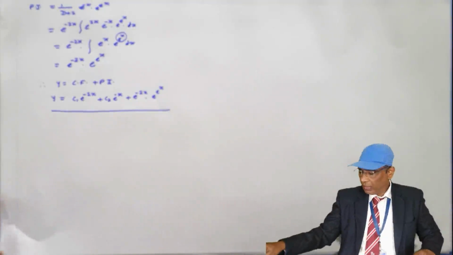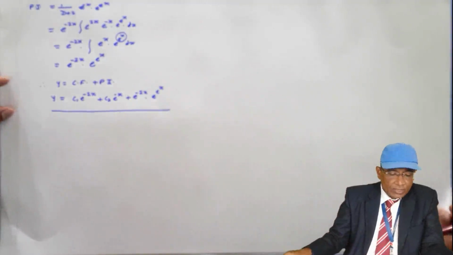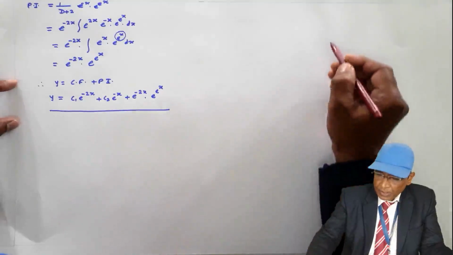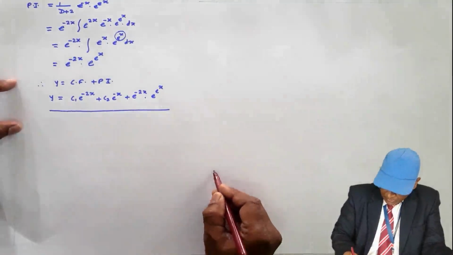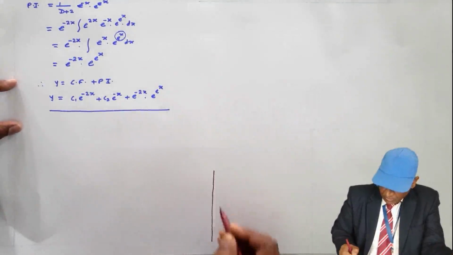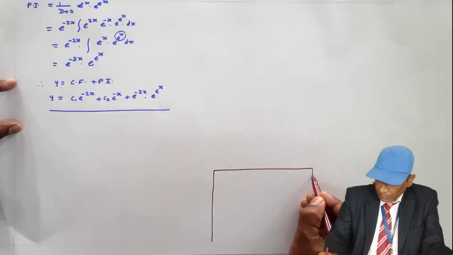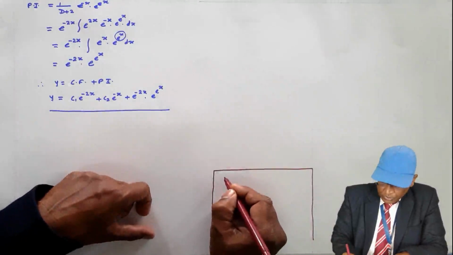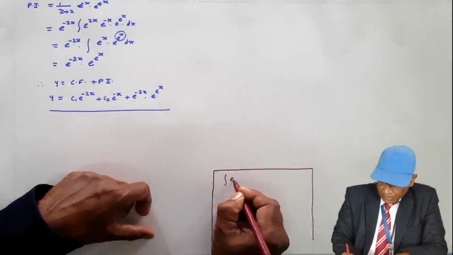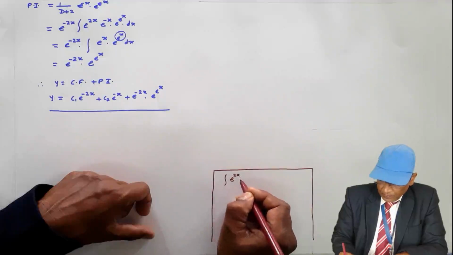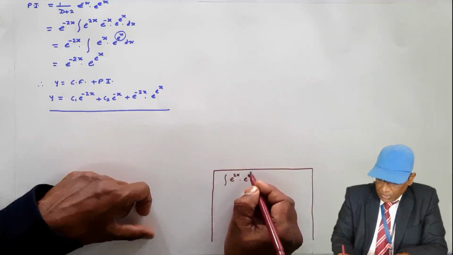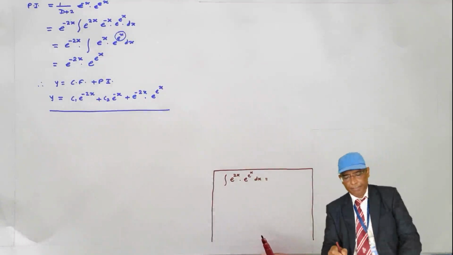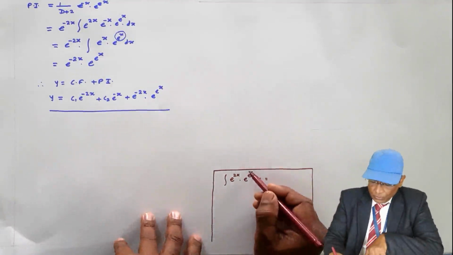One more thing I want to clarify. If this type of situation comes while integrating, I am writing it here, because it depends on the complementary function. Suppose this type of integral is there. If you come across this type of integral, how to do it? What is the power of e to the power x?